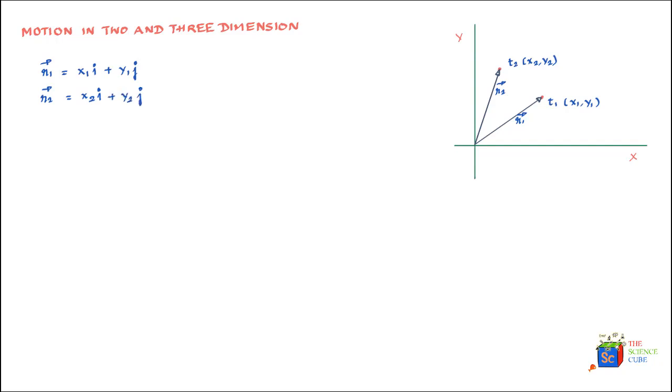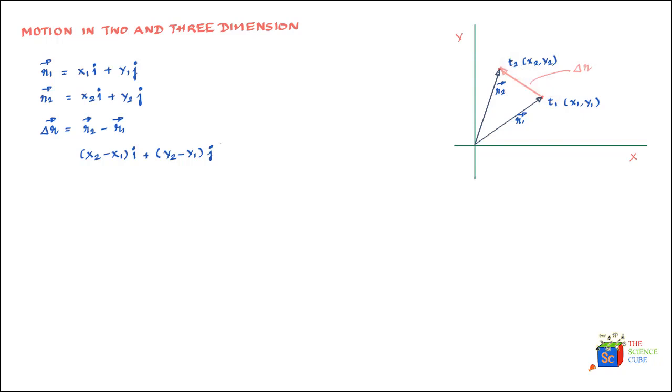plus y2 j. And in motion in one dimension, the displacement vector is given as the final position minus the initial position. So that's exactly what we'll do in two and three dimension motion as well. Its displacement, or the displacement vector, can be written as the difference of r2 and r1. So let's denote the displacement vector by delta r, and this would equal vector r2, which is the final position vector, minus the initial position vector. And therefore, this equals x2 minus x1 i plus y2 minus y1 j. And if you remember your vectors well, the displacement vector delta r can be shown like this. This is your displacement vector delta r.